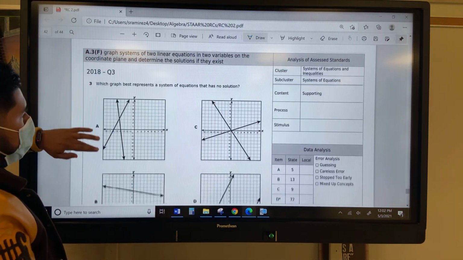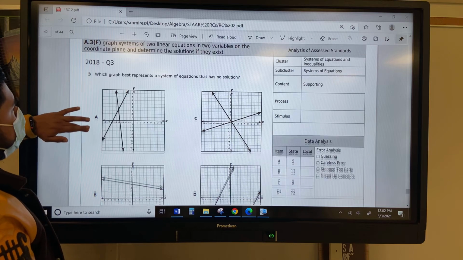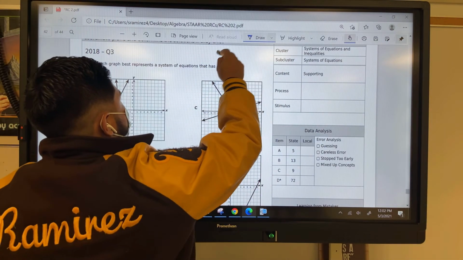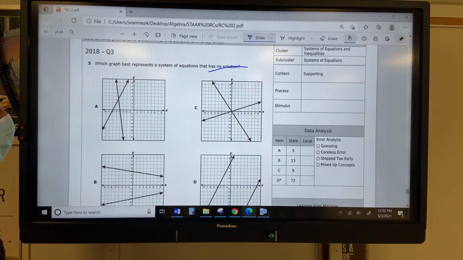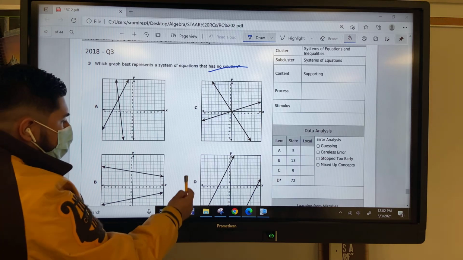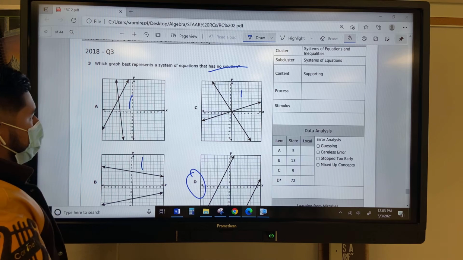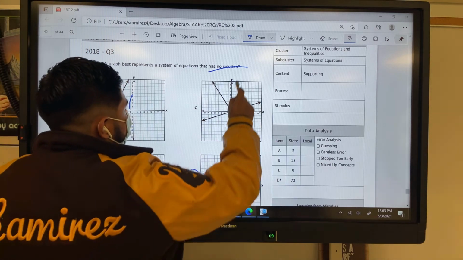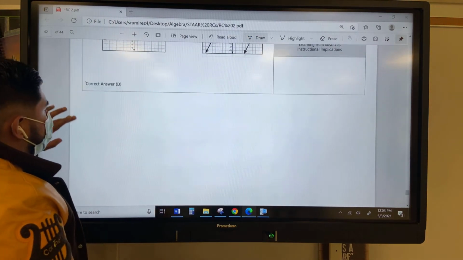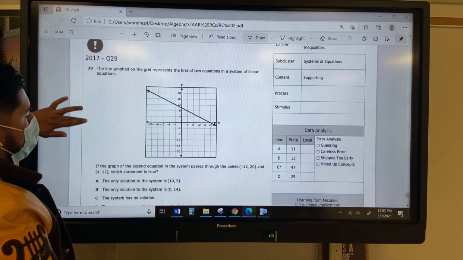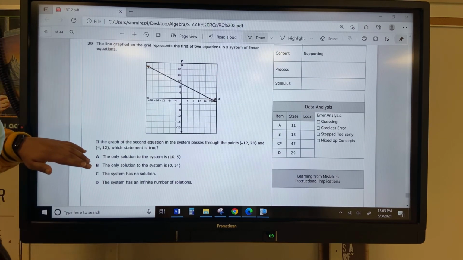Remember to make estimated guesses. Which one represents no solution? No solution, they never touch. This one's 1. This one's 1. This one's 1. They're always going to touch. This one's not touching. No solution. Which statement is true?